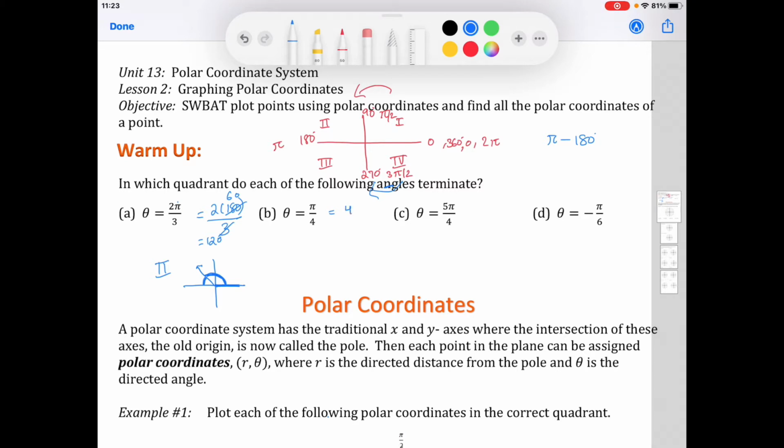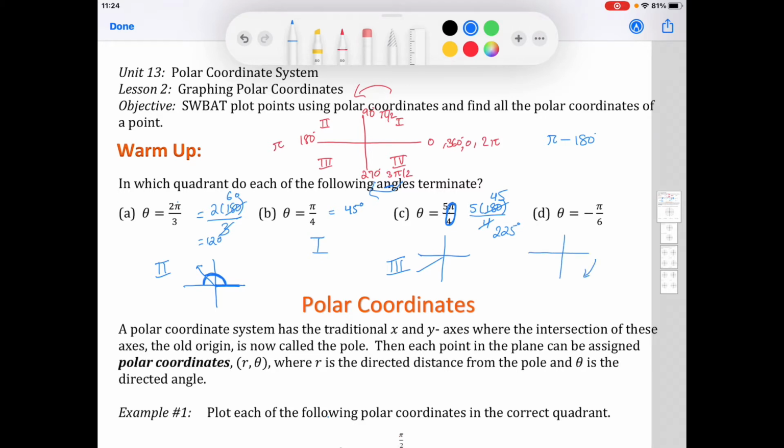Theta equals pi over 4. Pi is 180, divided by 4 is 45 degrees, which is in the first quadrant. Now 5 pi over 4. Again, pi over 4 we just discovered was 45 degrees. If you want to do the mental math, 45 times 5 is 225. Or substitute pi with 180: 4 goes into 180 45 times, and 5 times 45 is 225 degrees. And 225 degrees is in the third quadrant. So this angle theta is in the third quadrant.